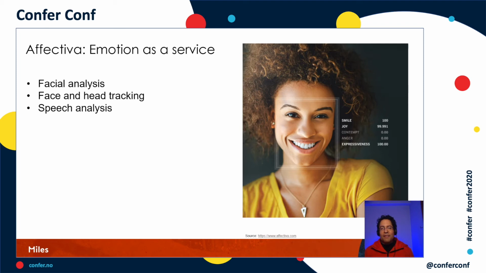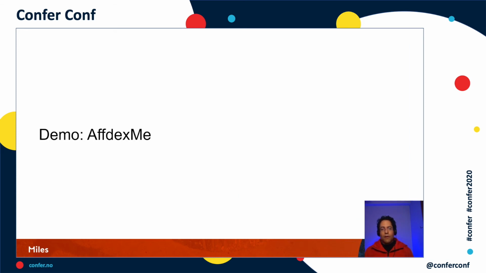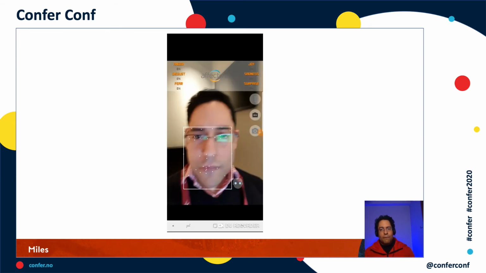So this has been used in facial analysis and also in face and head tracking and speech analysis. An example use case is that you can use this to detect if a driver gets drowsy, then you can issue an alert to wake him up so that he doesn't cause an accident. They also have an app where we can try this out. So I'm going to show you what that looks like.